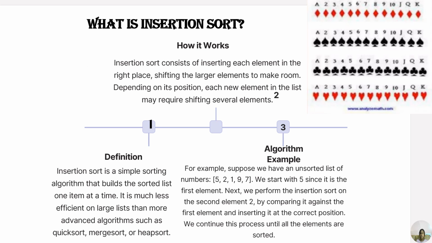For example, suppose we have an unsorted list of numbers 5, 2, 1, 9, 7. We start with 5 since it is the first element. Next, we perform the insertion sort on the second element 2, by comparing it against the first element and inserting it at the correct position. We continue this process until the list is sorted.